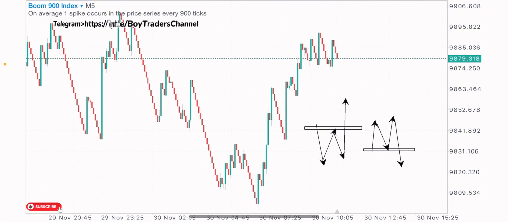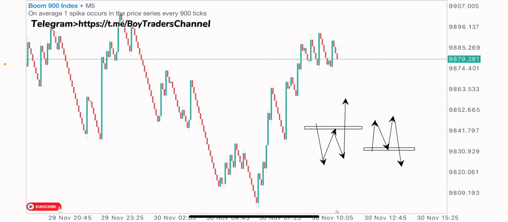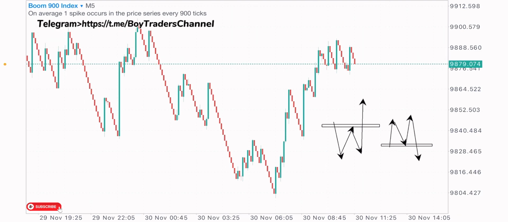So working with this strategy, we'll be buying only the crash indexes and selling the boom indexes. We are not selling crash indexes, neither are we buying boom indexes. We are only buying crash indexes and selling boom indexes.